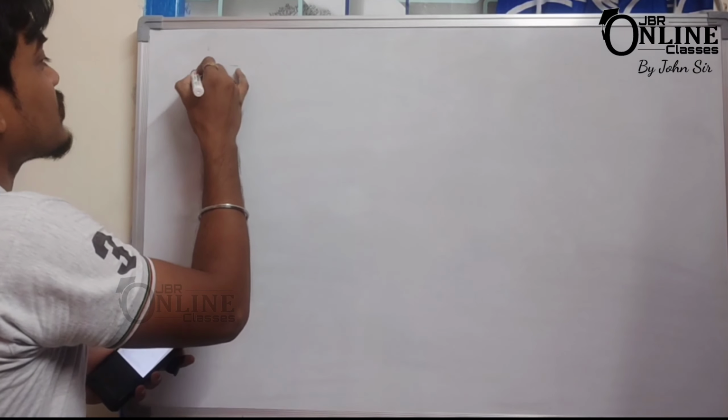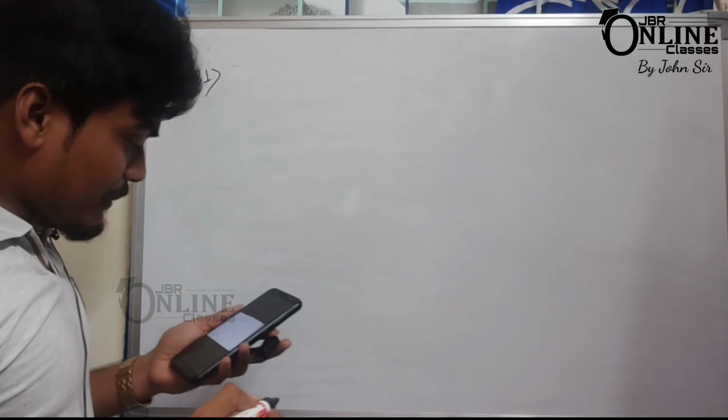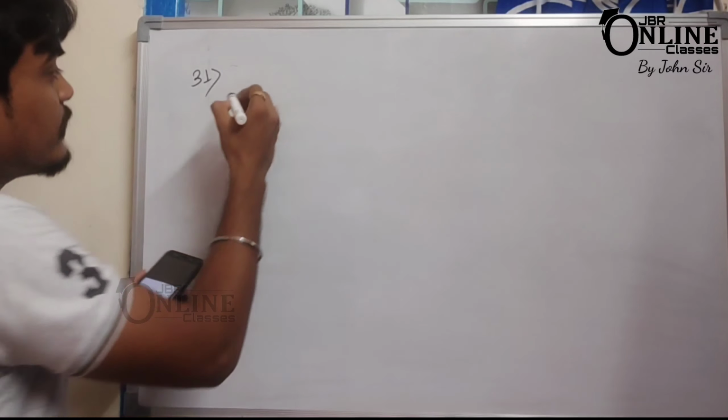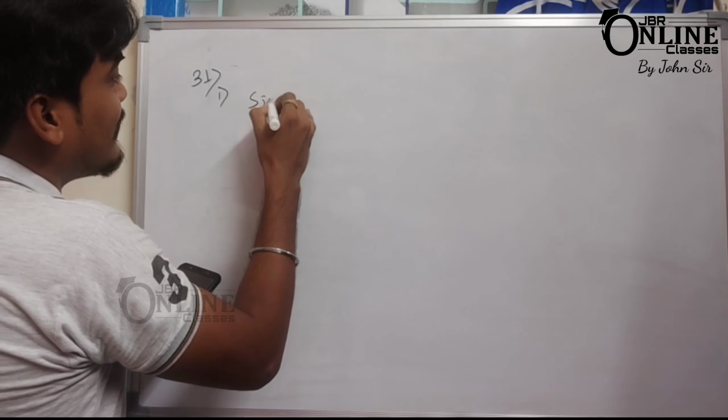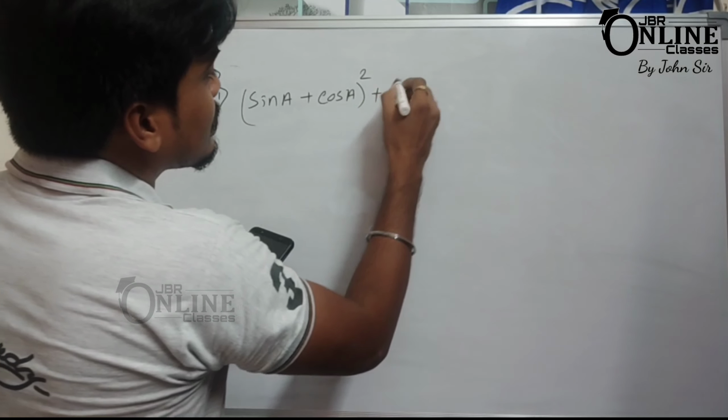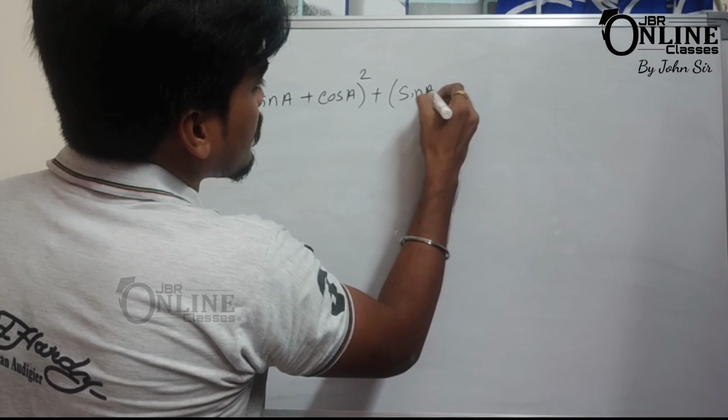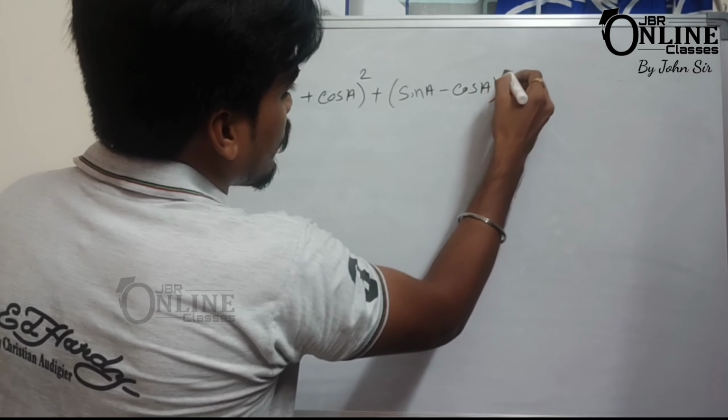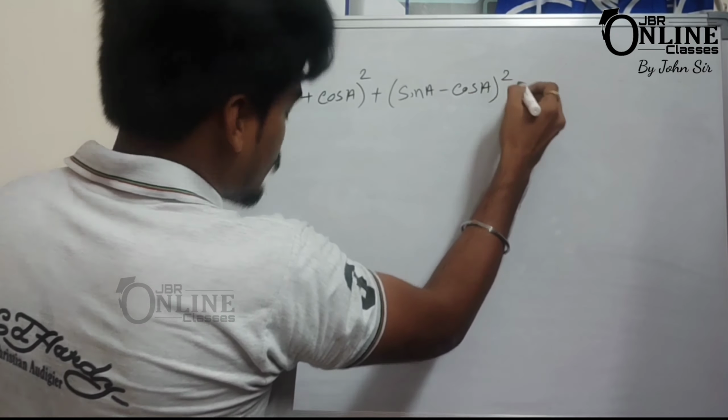So now sum number 31. In sum number 31, prove the following. The first one is sin A plus cos A whole square, plus sin A minus cos A whole square, and you have to prove that it equals 2. So here sin A plus cos A whole square plus sin A minus cos A whole square.